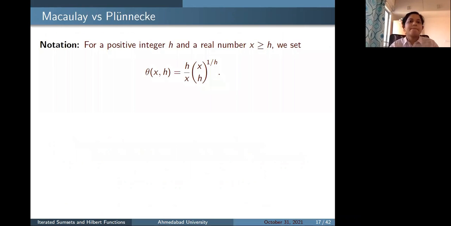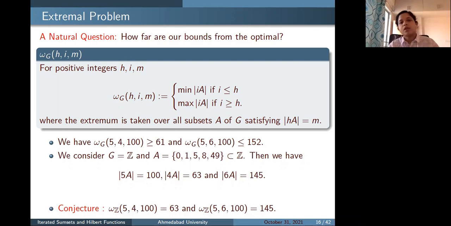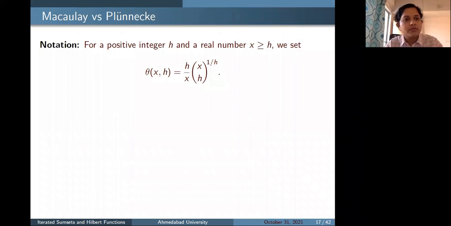Well, this is an extremal problem. It's coming up from here, but now let's go back to our previous analysis of the upper bounds, and let me introduce here a new function. So for the positive integer h and the real number x greater than or equal to h, I'm setting theta of x, h to be h by x binomial of x, h to the power 1 by h.